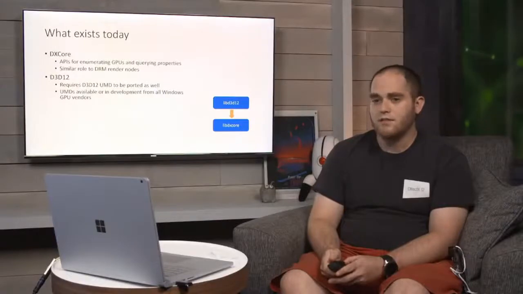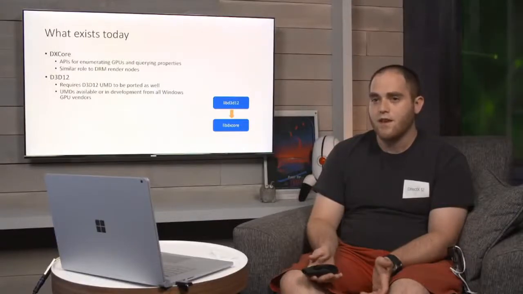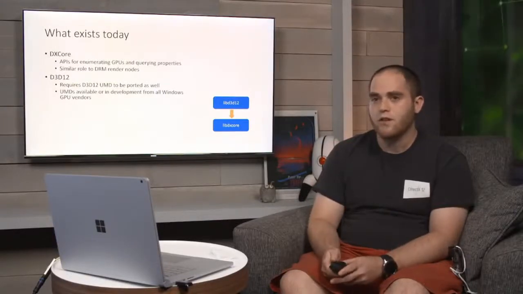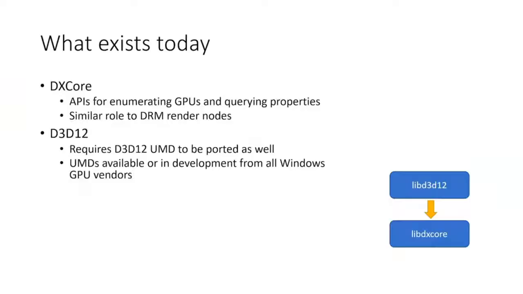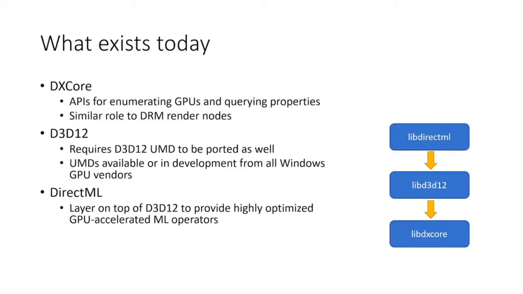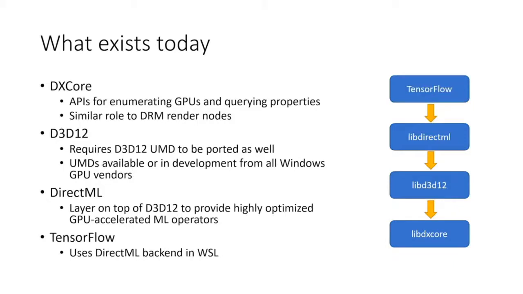Actually, just a couple days ago, NVIDIA announced that they have a D3D12 UMD for insiders as well. And basically, this is the same D3D that we have on Windows. Layered on top of that, we have DirectML, which is a machine learning framework, a layer on top of D3D12 that helps provide highly optimized GPU-accelerated ML operators. And on top of that, we have TensorFlow, which is a widely used ML framework. We have a DirectML backend for TensorFlow available today.